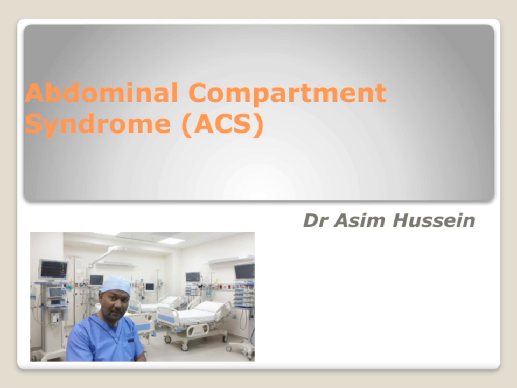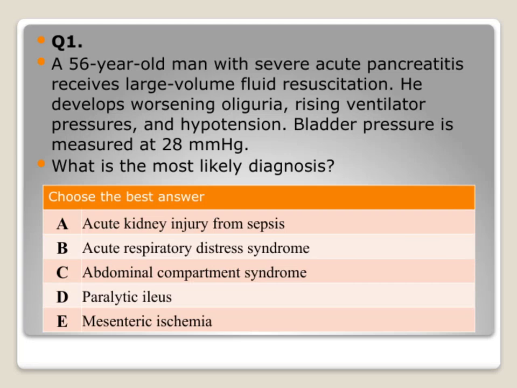Let's get started. All right, let's take a closer look at this case. We have a 56-year-old man with severe acute pancreatitis who's receiving large-volume fluid resuscitation. Now, as you know, fluid resuscitation is crucial in pancreatitis to maintain perfusion, but it can sometimes lead to complications. In this scenario, he's developing worsening oliguria, which indicates his kidneys aren't producing enough urine, and that's a red flag for potential kidney injury or other systemic issues.